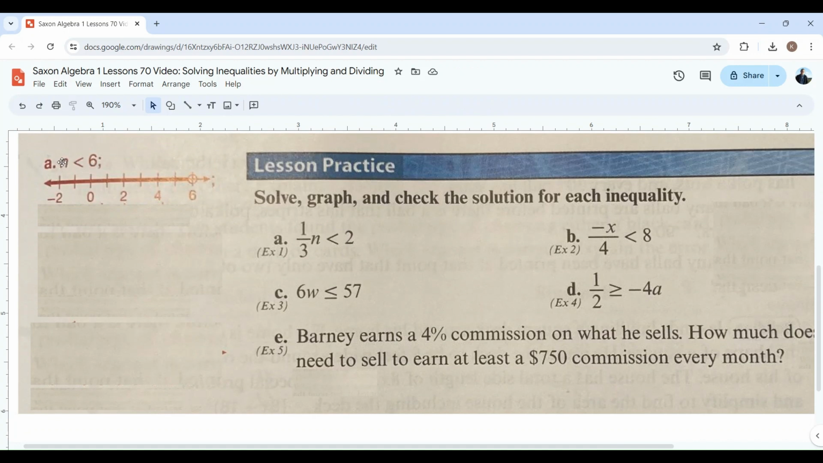Multiplied this side by 3 to get the 1/3 away. Multiplied 2 by 3 to make 6. My sign stays the same. My answer is n is less than 6. Here's the graph of that inequality.